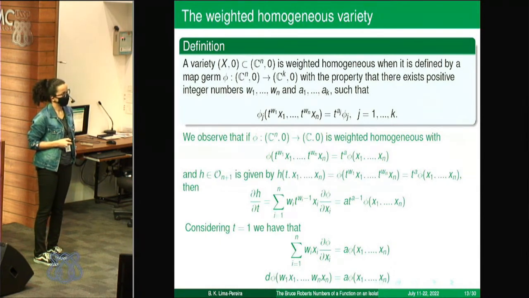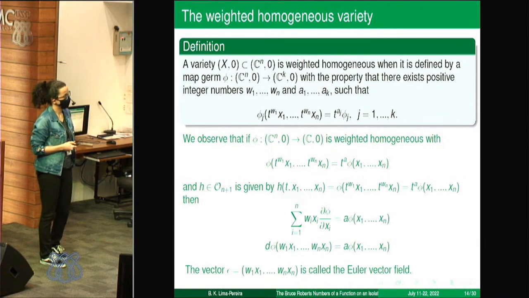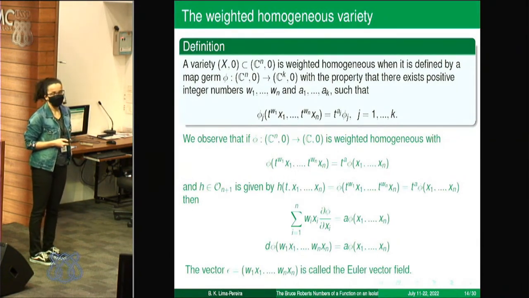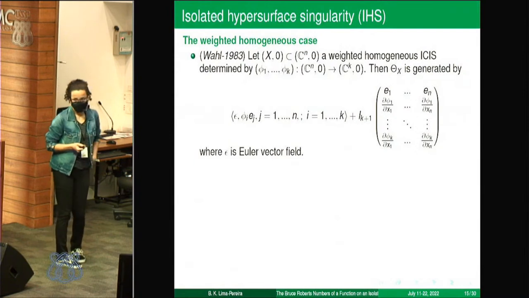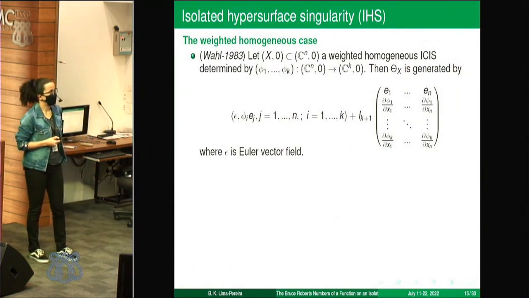And the differential of phi applied to this vector field is equal to A times phi. And this vector is a special vector, okay? And we call this vector the Euler vector field, okay? Well, in the beginning of this presentation, I said that it's difficult to calculate theta X, but we'll prove this result.